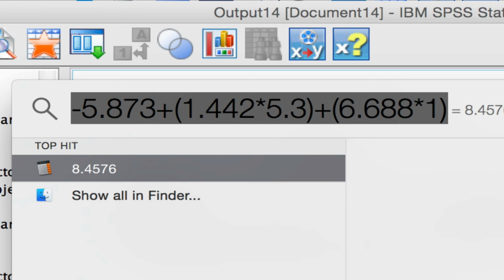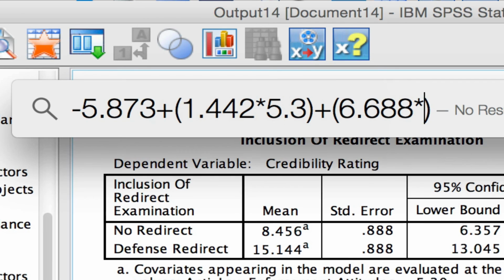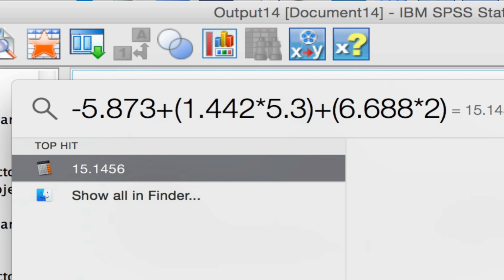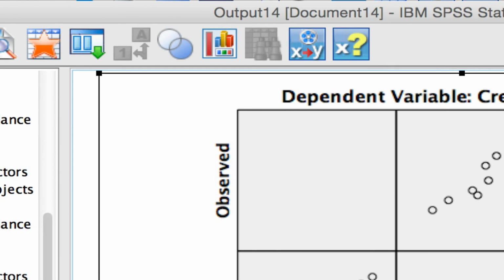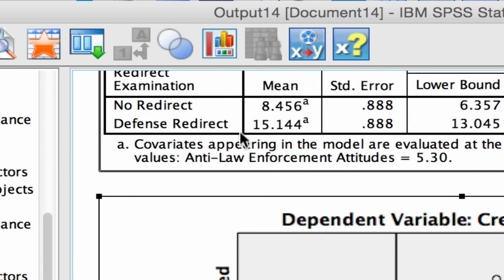And our second group, redirect, was given a value of 2. So if we say that this time our variable is 2, we end up with 15.1456, which is basically the same as the model calculated for our redirect group.